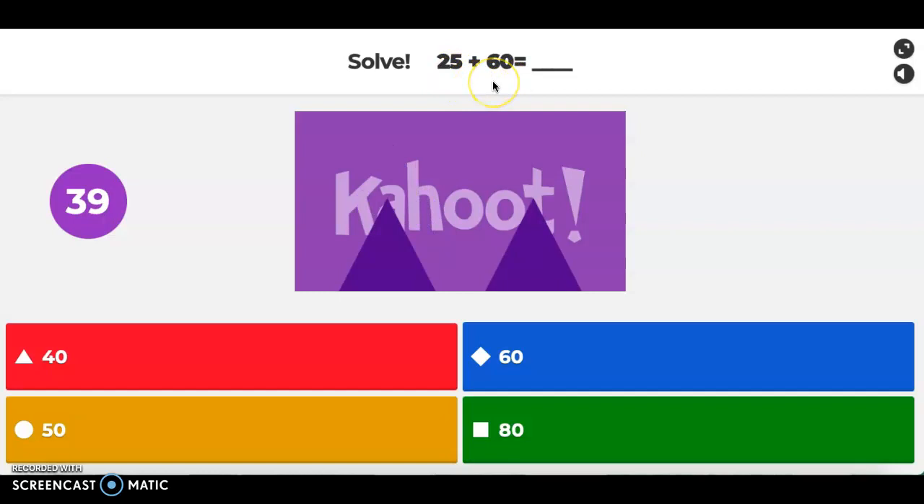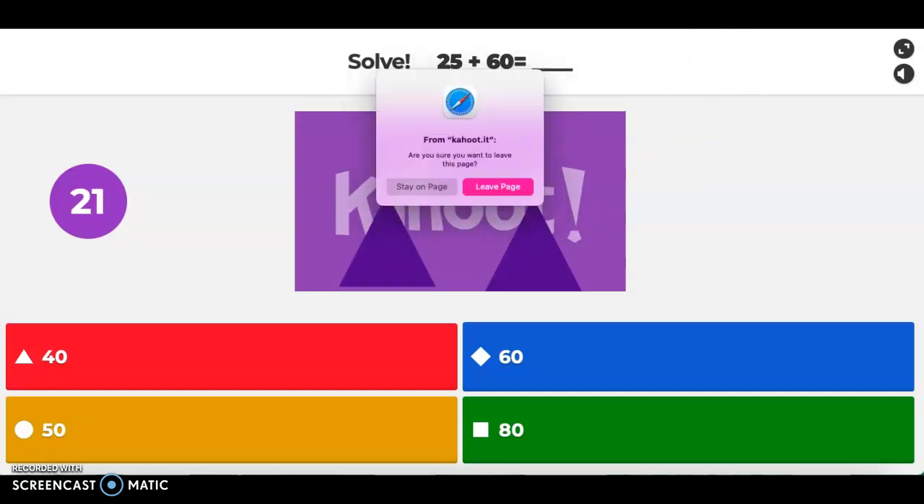So they would do this on their whiteboards in whatever way they find most comfortable, whatever strategy we talked about. And then once they have an answer, they would click on the appropriate answer, and then they would figure out if they got it right or not. And that is how the game basically works. So I'm going to log out of this now and go back to the slides.